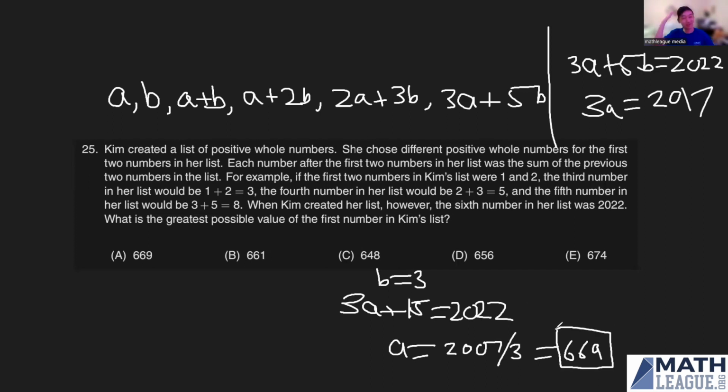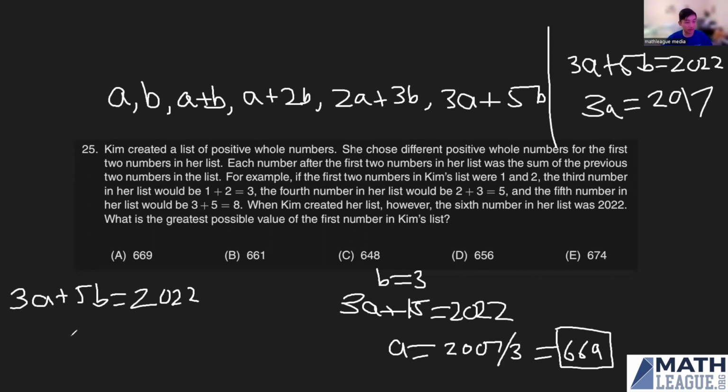And then, okay, so some of you might think, oh, well, what if we just got lucky? It's kind of annoying having to test B equals 1, B equals 2, B equals 3. So there is a slightly faster method that we can use to deduce B equals 3. Let's look back for a little second, and then let's go back to our equation. I'm writing it in the bottom left corner right now. So 3A plus 5B is equal to 2022.